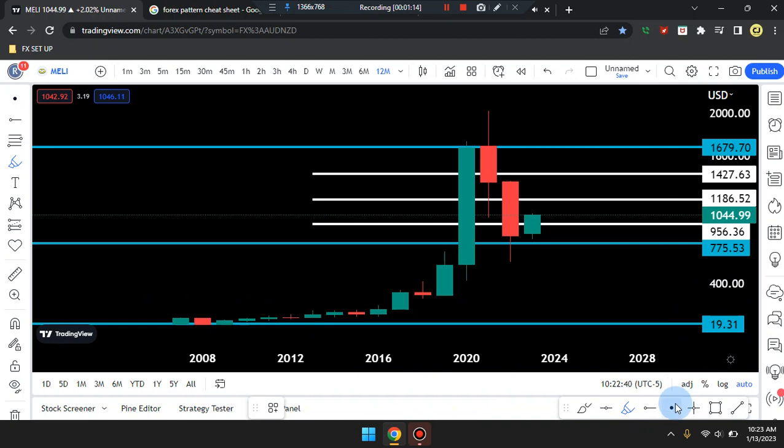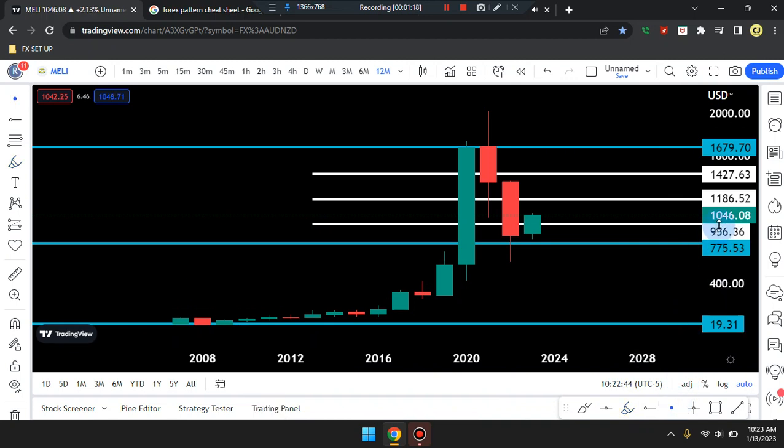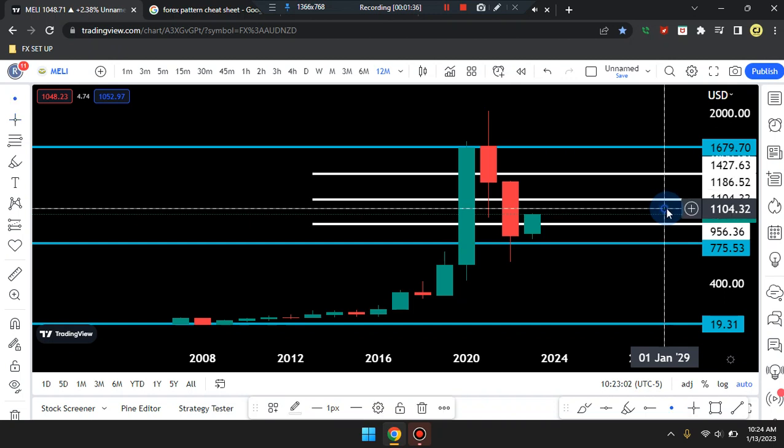Current price is sitting at 1046.08. So if price pushes up further, it can tag that resistance line near the numbers of 1186.52 before tagging that midpoint between that resistance line we just read off and current price action at 1104.32.